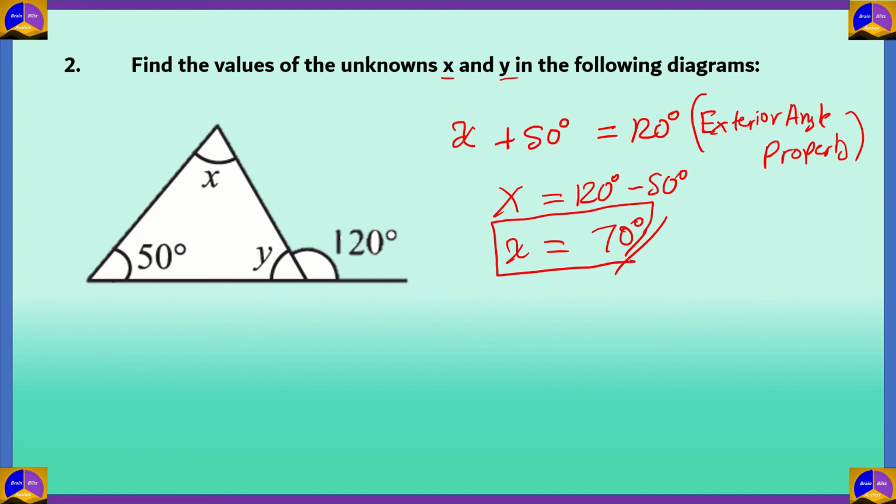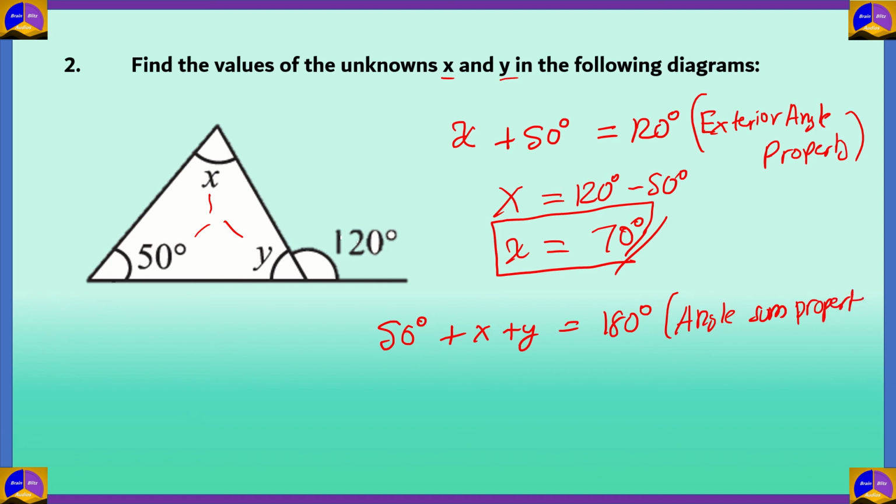Now we can see that the interior angles of this triangle are x, 50 degrees, and y. So 50 degrees plus x plus y would be equal to 180 degrees. Reason: angle sum property.